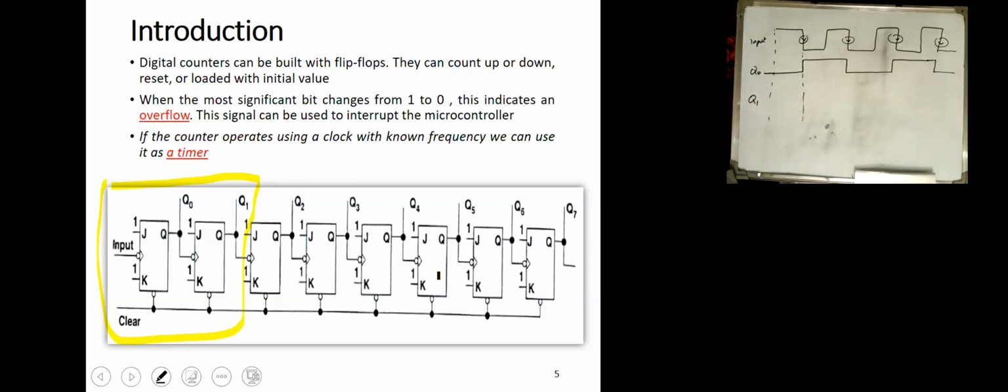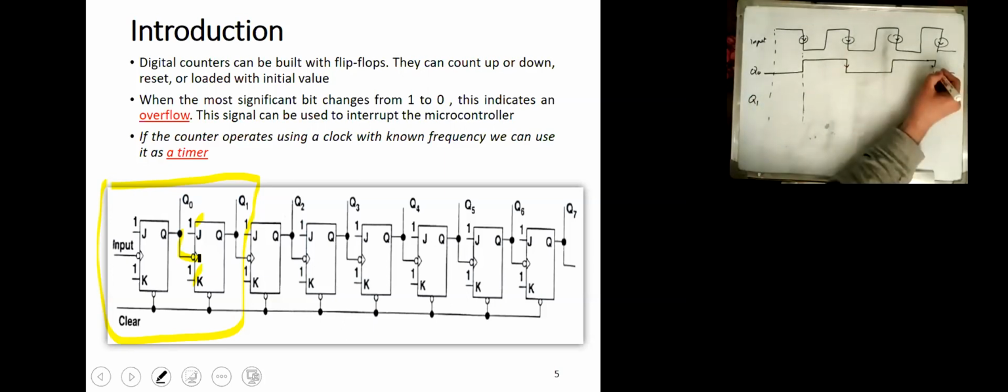Now, how about Q1? If you look at Q1, its J and K inputs are also connected to 1, 1, which means that Q will toggle, but it will not toggle whenever the input changes from 1 to 0. It will toggle whenever its clock, which is here, changes from 1 to 0. And the clock for Q1 is basically Q0. So Q0 is the clock or the trigger. So every falling edge on the Q0 will result in complementing the Q1.